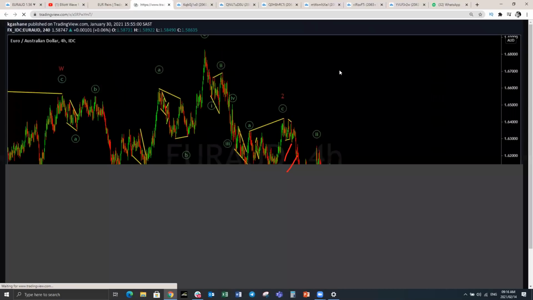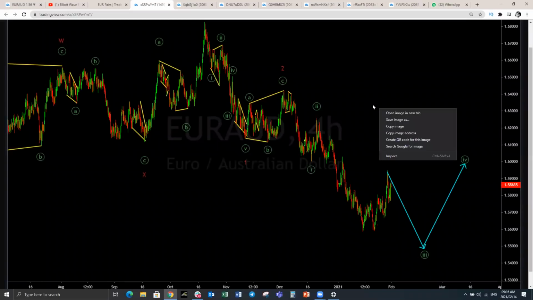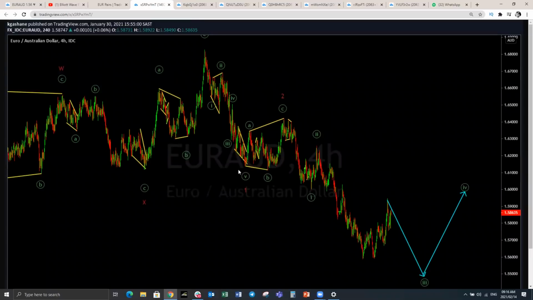Very interesting. So this is the chart that we looked at on Monday in our group. Can you see that corrective structure? What has happened? 200 pips to the downside. When was this chart posted? Let's have a look at this chart. The chart was posted in January. We are already in February. In the second week of February, this has now dropped over 200 pips.